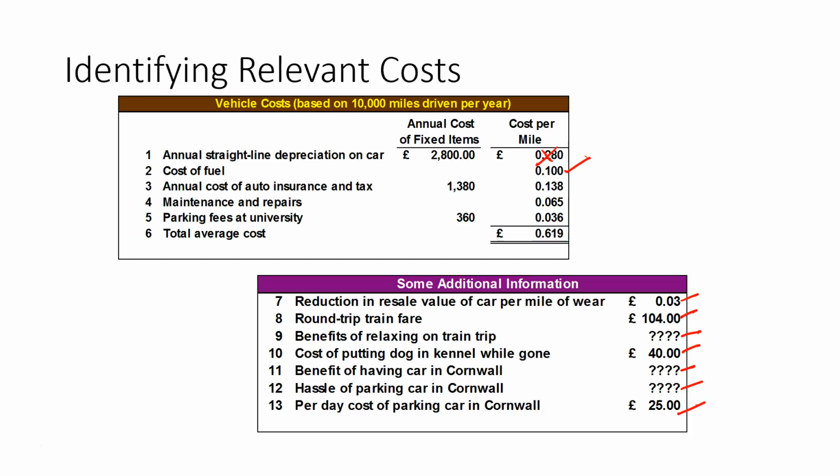The annual cost of the insurance and tax. Well, she's already paid that, and therefore it's a sunk cost. In addition, it's not incremental because whether she drives the car to Cornwall or not, she still has to pay her annual insurance and tax. So we can eliminate that one from the decision.